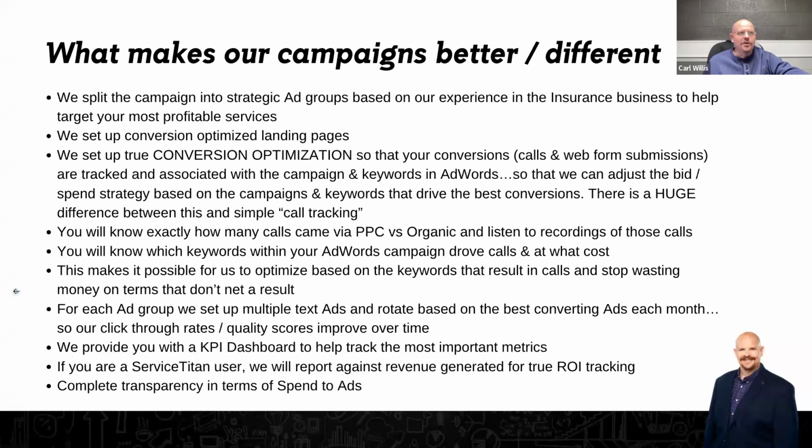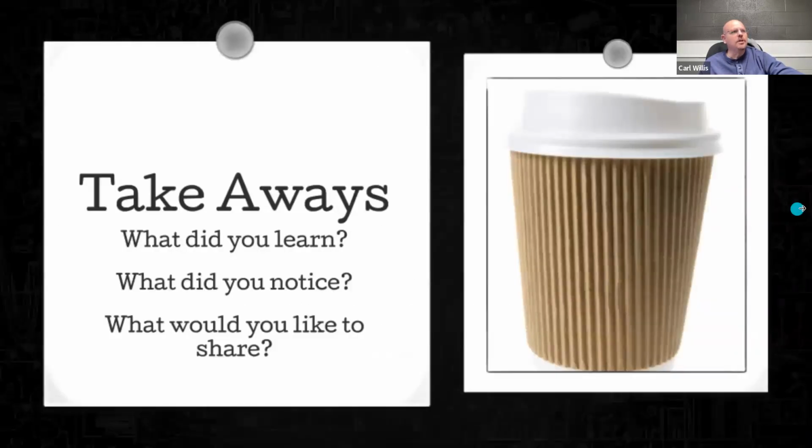And then for each ad group, we're going to set up multiple text ads, and we're going to rotate those based on what's converting best. Google is now doing that automatically. So that happens naturally. And then we provide you with a KPI dashboard so you can track what's happening with those campaigns. Service Titan doesn't apply in your industry, but it is something we work with other industries in.